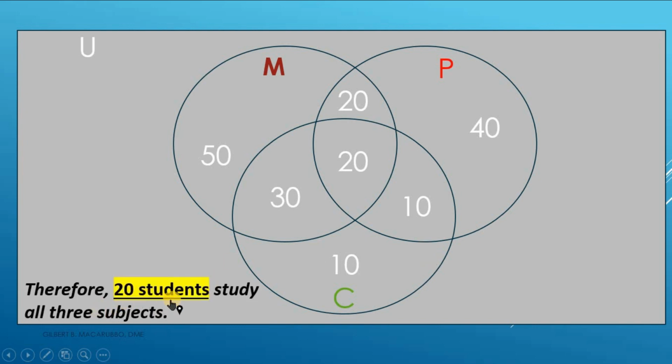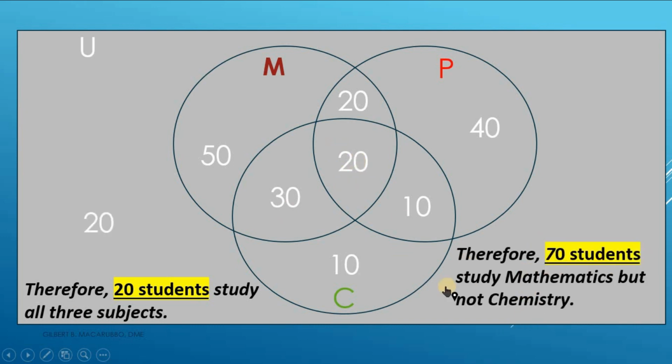Okay. So therefore, 20 students study all 3 subjects. So yan yon. Then therefore, 70 students study mathematics but not chemistry. So saan yon? But not chemistry. So ito kasi yung chemistry natin, yung set or yung elements ng chemistry. So ito yung ating mathematics but not chemistry. So 50 and 20, we have 70. So nakuha na yung mga sagot sa katanungan.